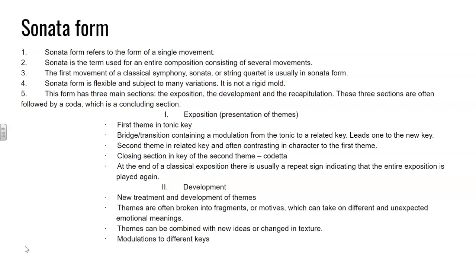There are three main sections in sonata form. They are the exposition, the development, and the recapitulation. These three sections are often followed by a coda, which is a concluding section. In the exposition, there is the presentation of themes. There are usually two themes in the exposition.